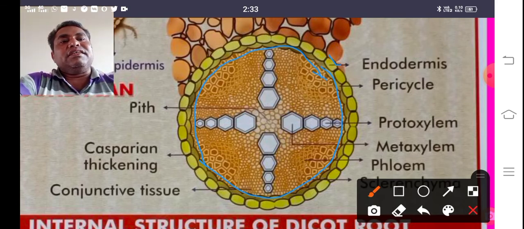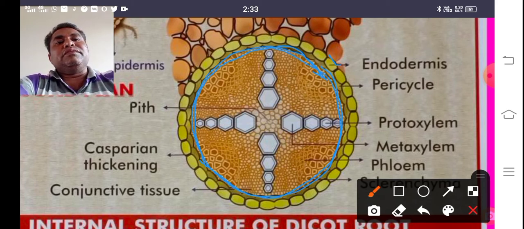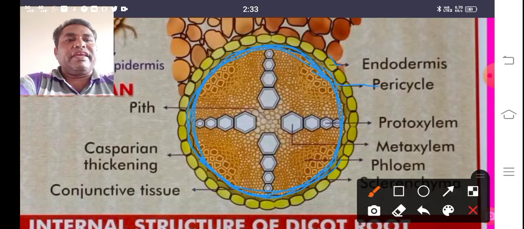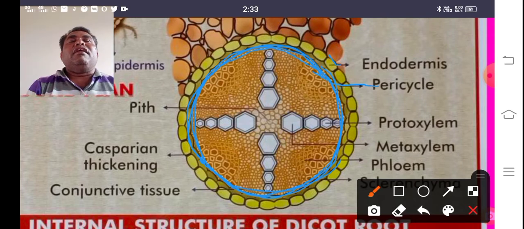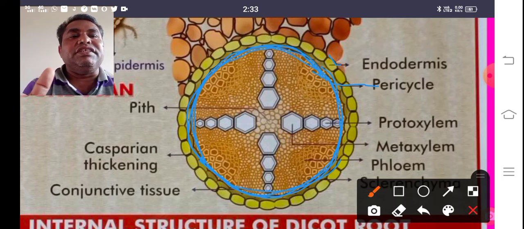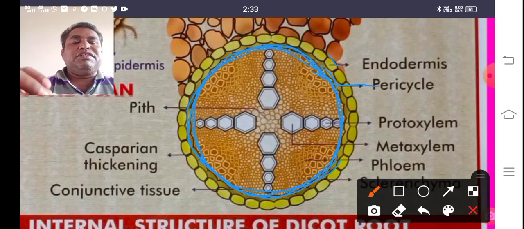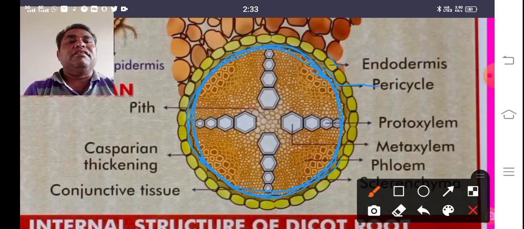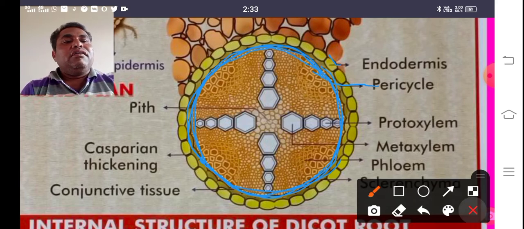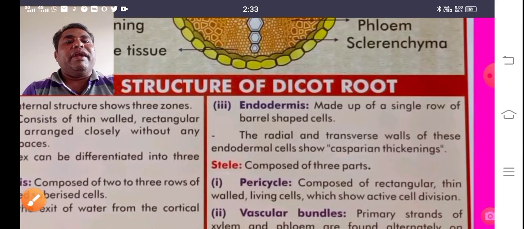The pericycle is a single layered group of cells arranged in a ring or whorl, made up of live cells and present below the endodermis. So this is the pericycle. The cells in the pericycle actually participate in cell division. So the location of the pericycle is below the endodermis. It is the first part of the stele. There is a question: which part is the first part of the stele? The pericycle.